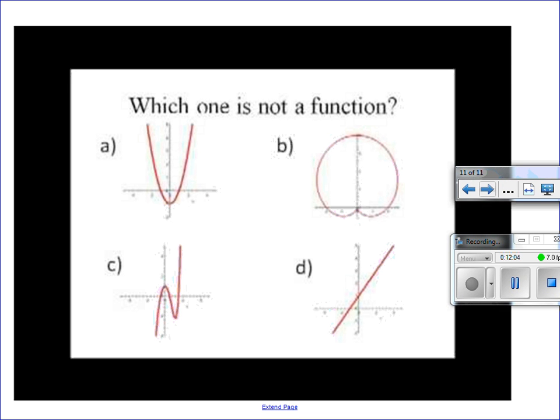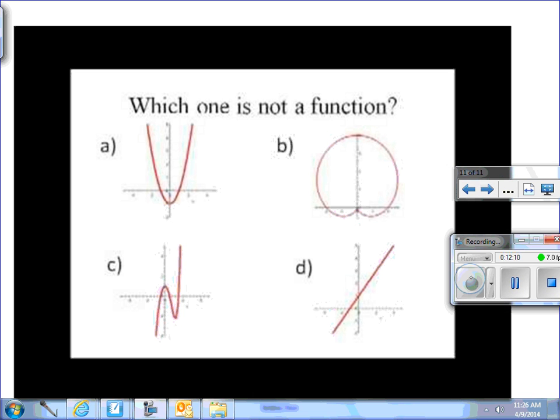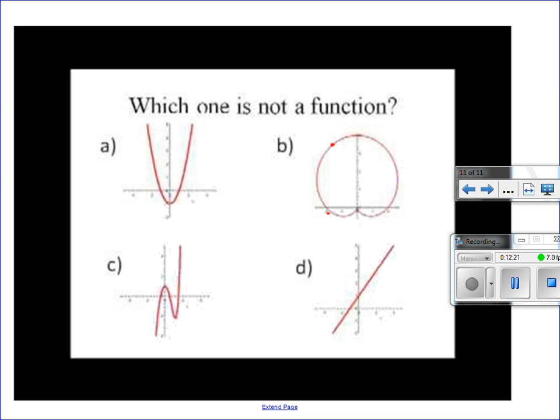So as we look at our last page in our notes, which one is not a function? In this example, the one that is not a function is B, because it passes through more than 1 point. I'll give you an example here, here, to name a couple.